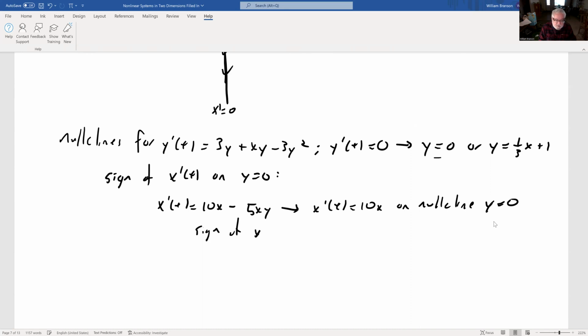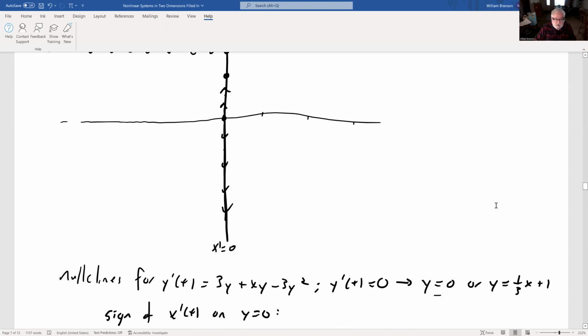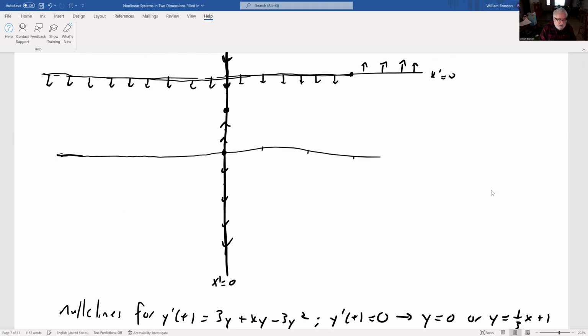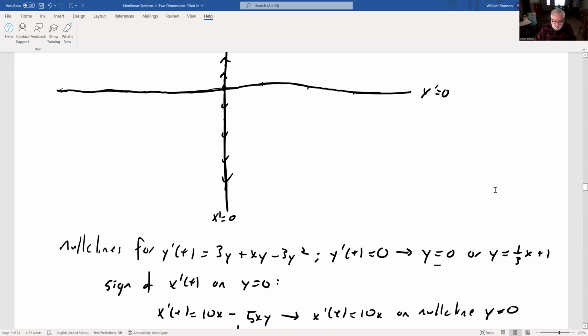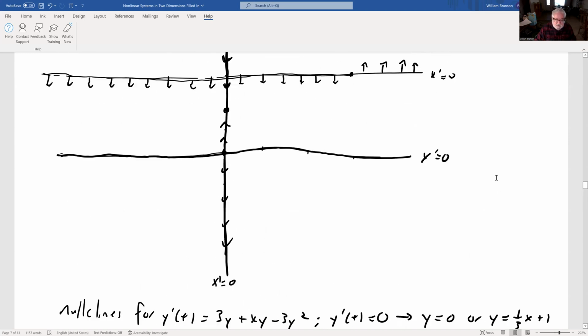Sign of x prime of t: x prime is less than 0 for x less than 0. x prime is greater than 0 for x greater than 0. So our nullcline here is the x-axis. This is a nullcline for y prime equals 0, and all the arrows are left and right, and they're going to the right for positive, and to the left for negative x.